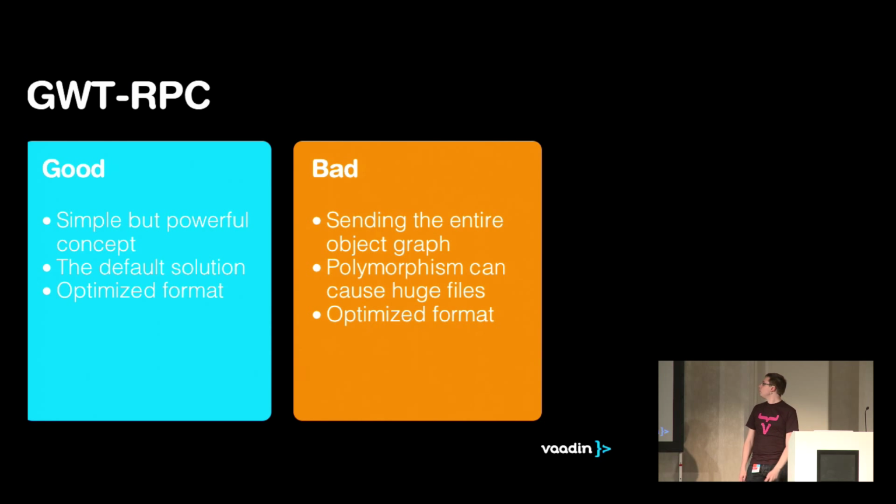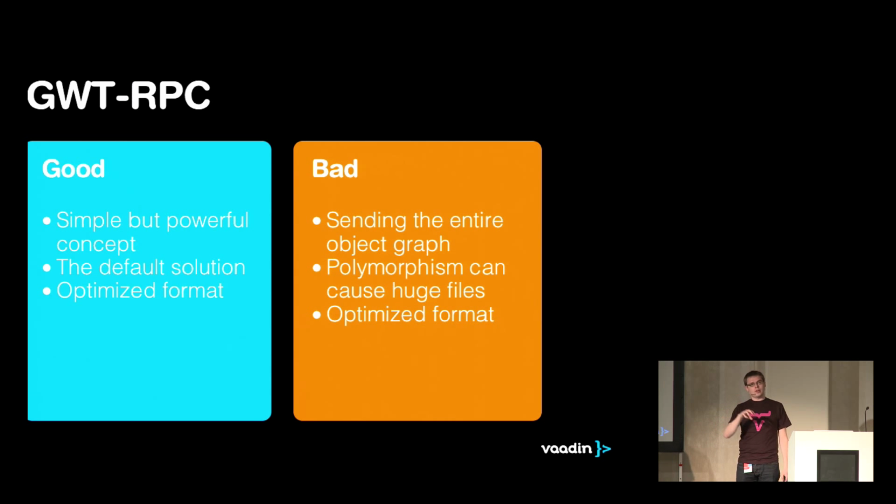Some problems though, of course. I won't present any solution here that doesn't have problems. One is that you might actually, by accident, send your entire object graph, because you send your contact and then it has a reference to some service that references something else, something else, something else, and suddenly everything goes over the wire.